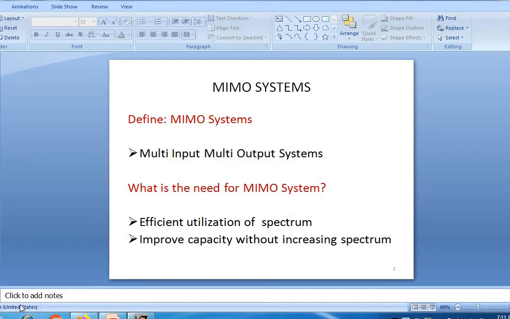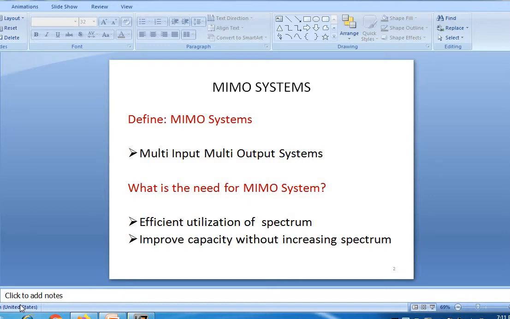Multiple inputs, that is, multiple antennas are used to send multiple data or multiple signals in the transmitter part of a system. In the receiver part, at the same time, the receiver will have multiple antennas in order to receive those multiple signals that are propagating in the channel, and they will be received by the multiple antennas at the receiver. This system is called a multi-input, multi-output system.